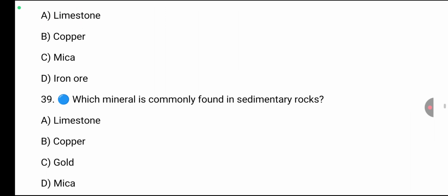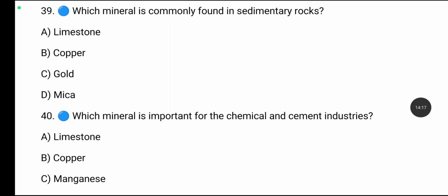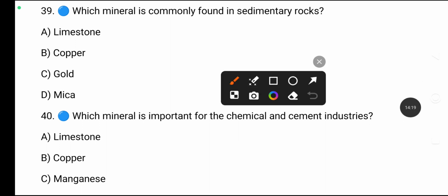Now moving on to question number 39. Which mineral is commonly found in sedimentary rock? Limestone, copper, gold, mica. The answer will be A, that is limestone.